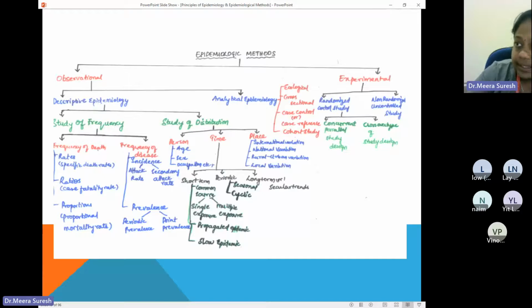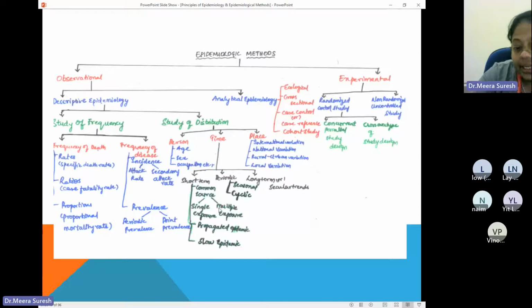So in short term, when we say it is usually an epidemic, we saw that there is common source, propagated, and slow epidemic. Common source, a single exposure like food poisoning, where all the persons have the disease in the same incubation period. When we draw a graph, it will be like a single U shape. It will go up and then come down.